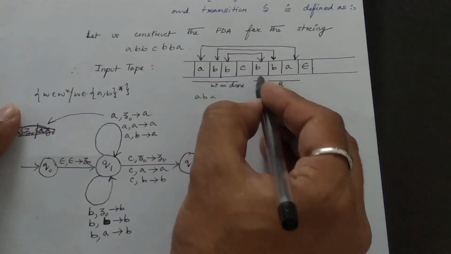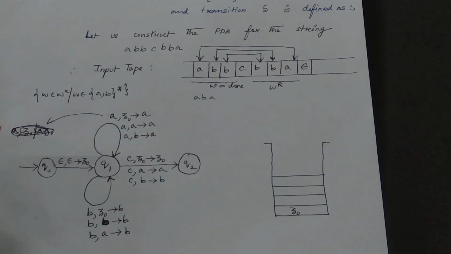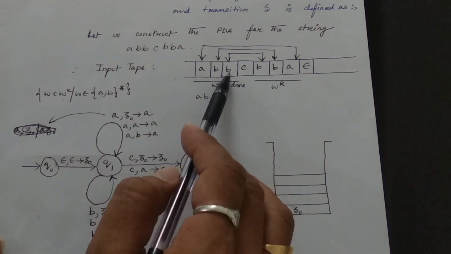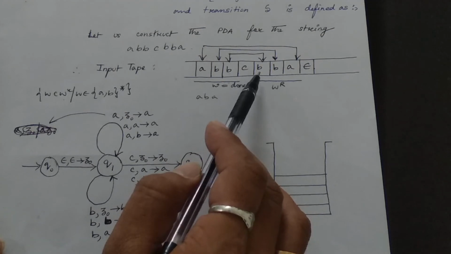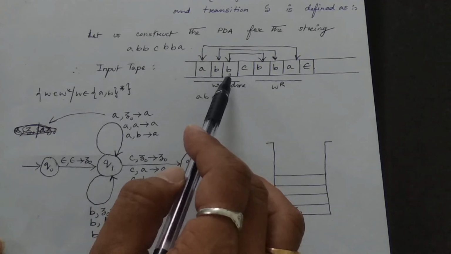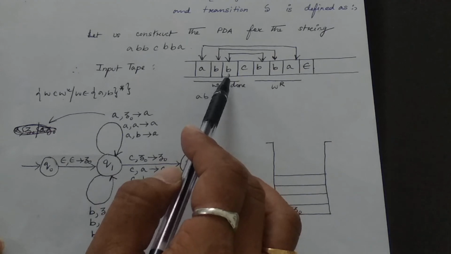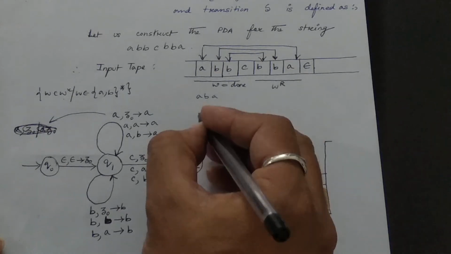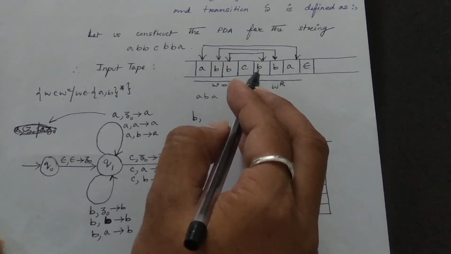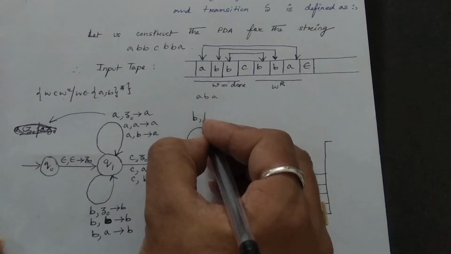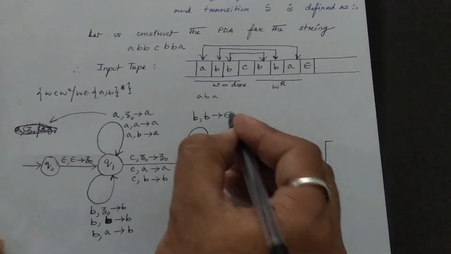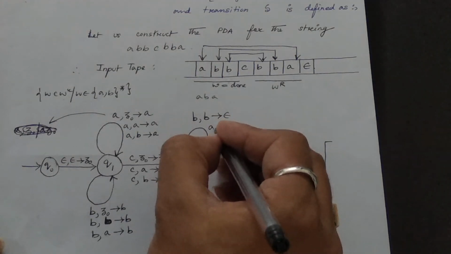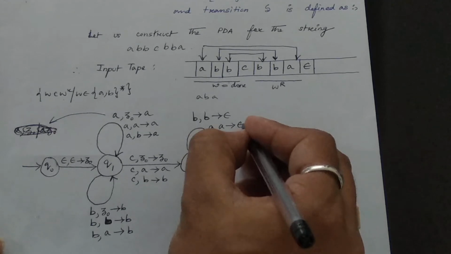Now we will be looking into the W to the power R. In W to the power R, what is the condition? If B, then only it will pop. That means these two should match. The first element of W to the power R and the last element of W should always match. So I will draw a loop and write that if the input symbol I am reading is B, and the top of the stack is B, then only I will pop. Clear?